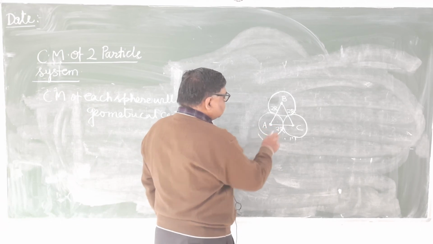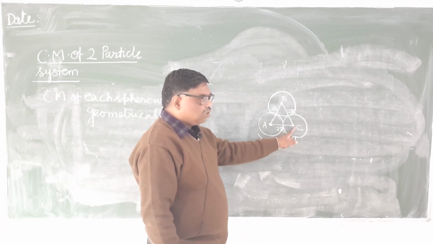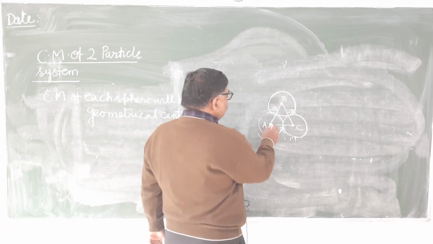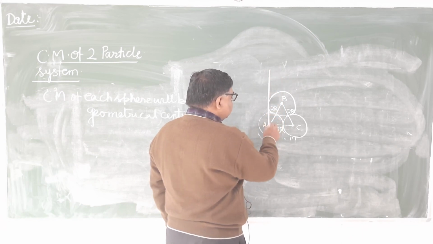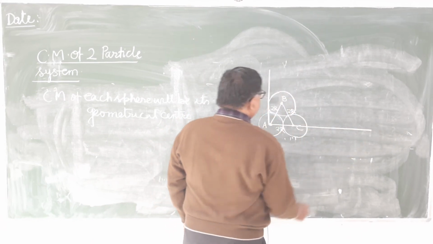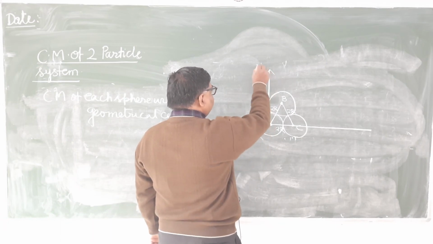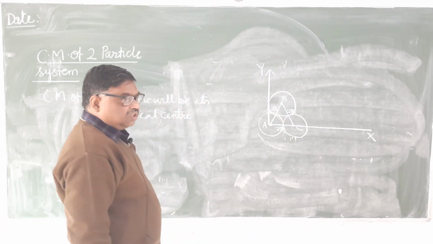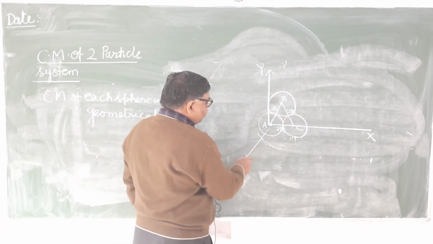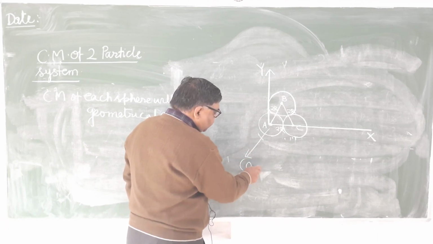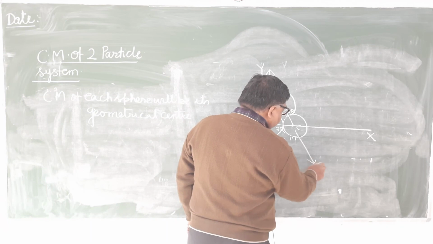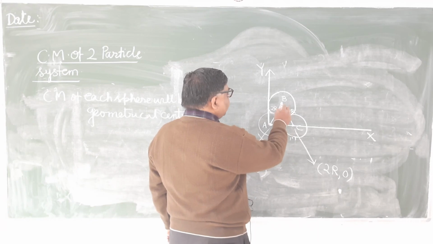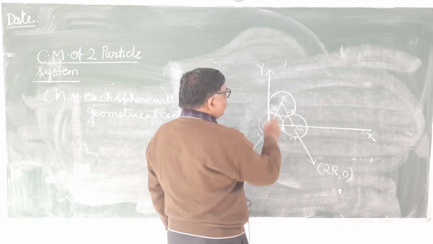Now see here, what will you do? At point A, how much mass is located? M. At point C, how much mass is located? M. And at point B, M. It is clear? Now you take A as origin and AC as x-axis. So the y axis will be along this. What will be the coordinate of A? Coordinate of A will be 0, 0. Coordinate of C is 2r, 0.